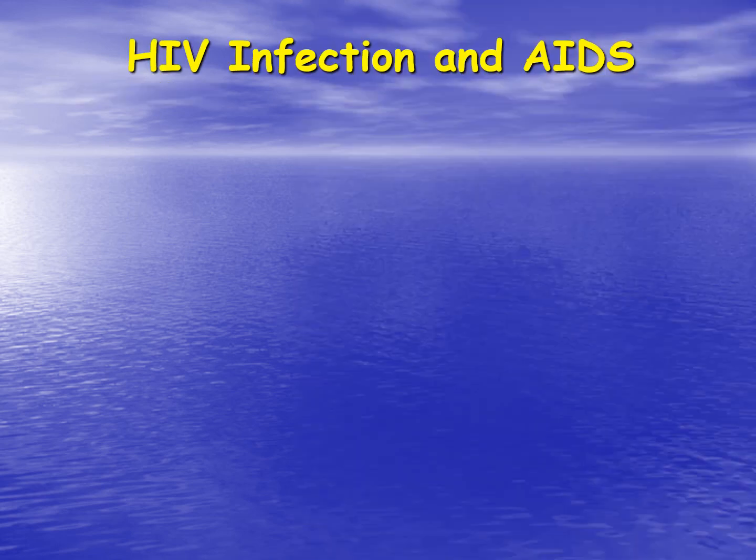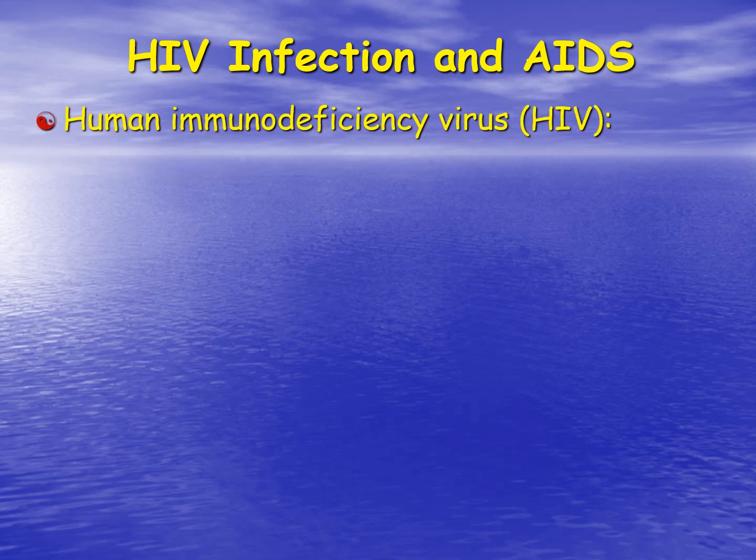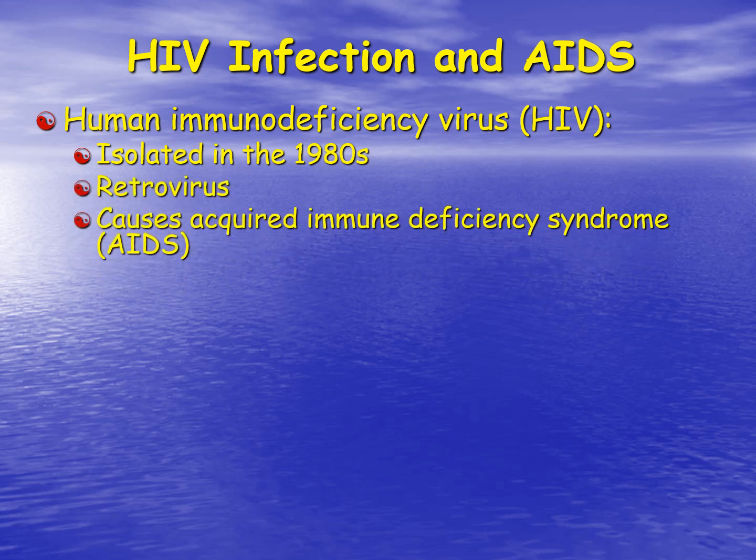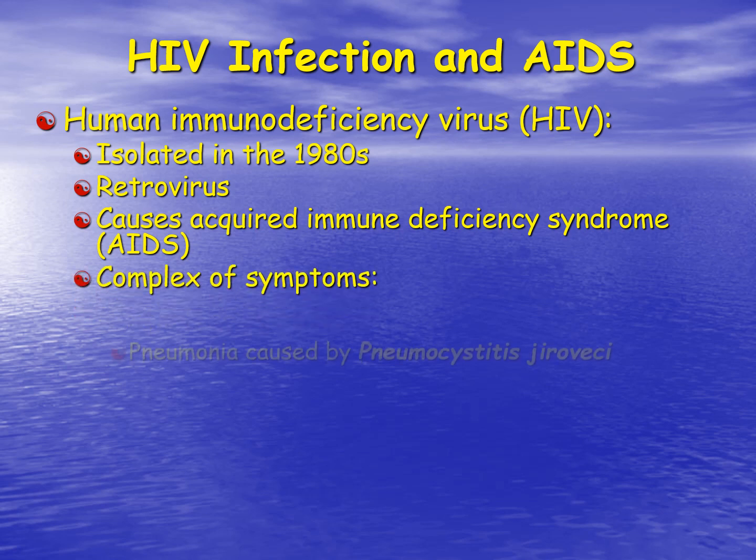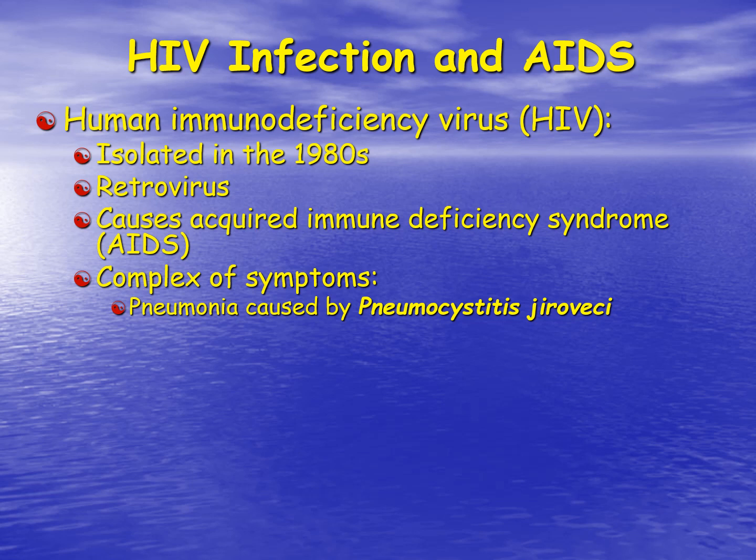All right, let's talk about HIV. Human immunodeficiency virus. This was first isolated in the early 1980s. It is a retrovirus in the Retroviridae family, and it causes acquired immune deficiency syndrome, or AIDS. There is a complex of symptoms with this virus.